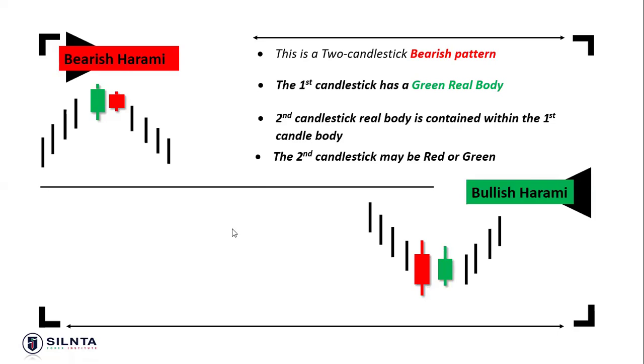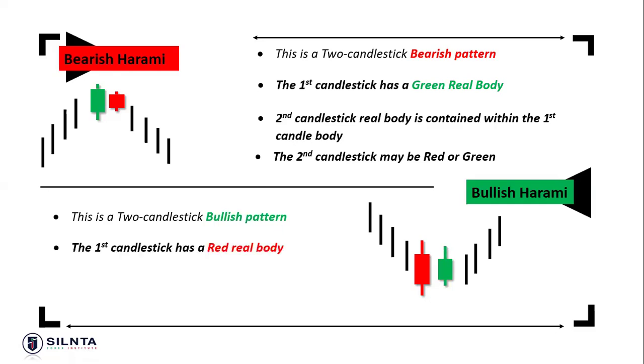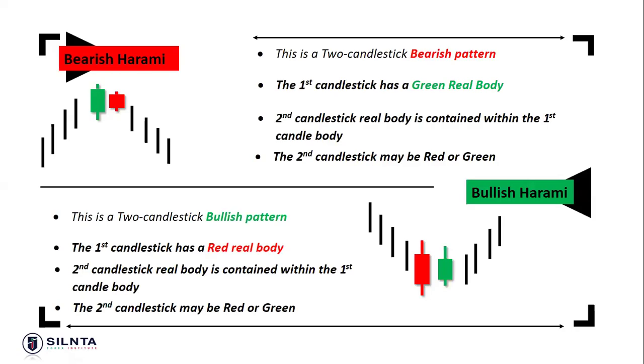They were invented by the Japanese. We are just trying to study their names. If you see something that looks like a pregnancy, then you know it's a harami. We'll get to their functions later, but for now we are just going through their names, okay? And then this is a two candlestick bullish pattern. The first candle has a red real body. The second candlestick real body is contained within the first candle body. The second candlestick may be red or green, it doesn't really matter.